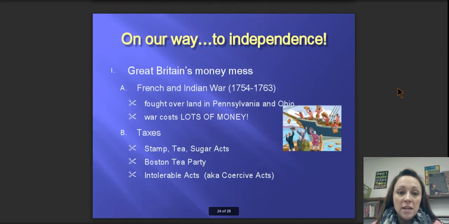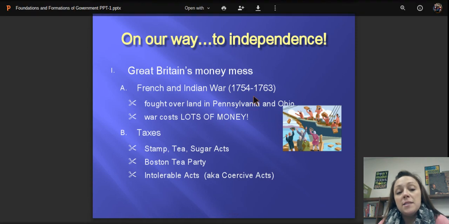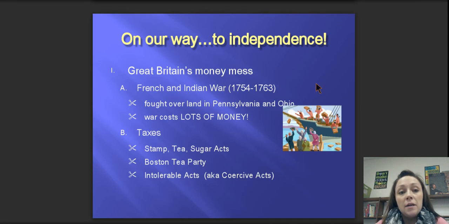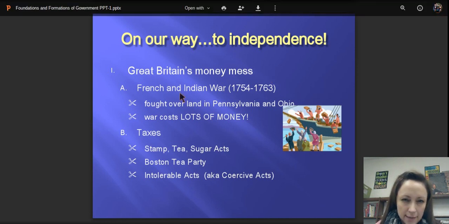First of all, on our way to independence, Great Britain's money mess. Between 1754 and 1763, the American colonies, Great Britain, France, and the Native American tribes living in the colonial region were involved in what we call the French and Indian War. Now, it's kind of a misnomer. It sounds like something that it's not.